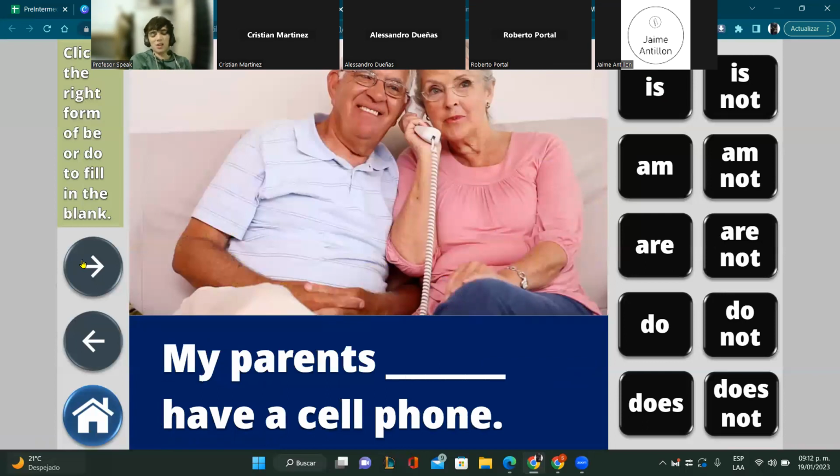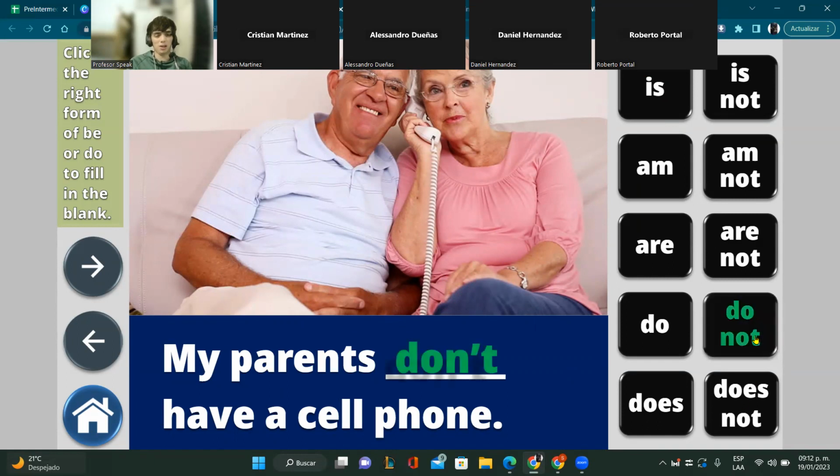My parents have a cell phone. Let's pay attention to the picture because this is not a cell phone. This is a landline. My parents don't have a cell phone. Excellent.